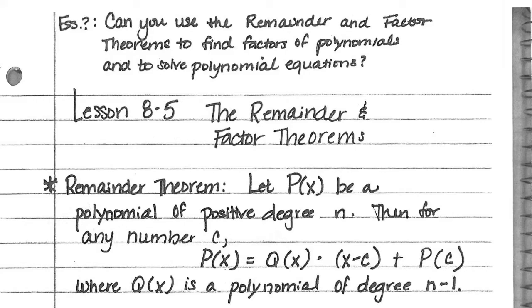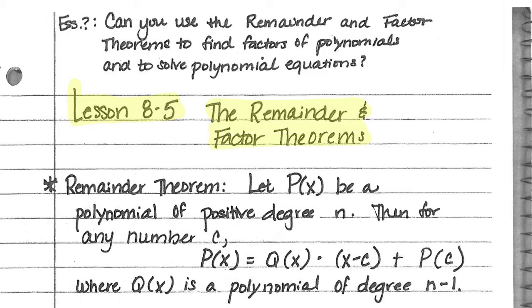All right, we're moving on to lesson 5. Things start to get a little iffy here, but again, I'm going to use keywords that are really going to help you. So we're looking at 2 theorems today. One is called the remainder theorem, and one is called the factor theorem.